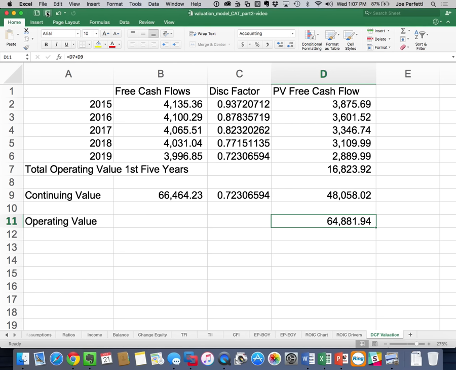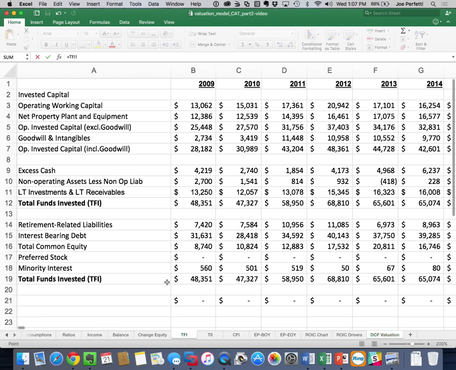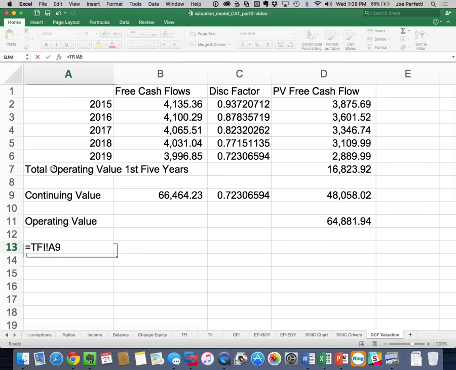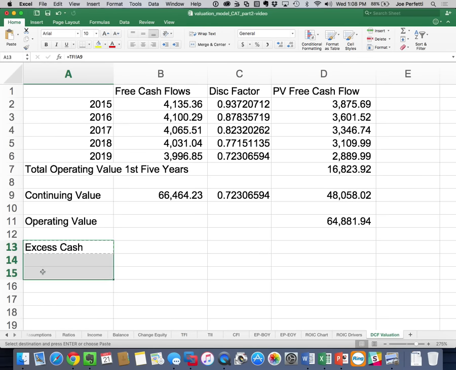Now, operating value plus non-operating value equals enterprise value. So the next thing we need to do is we need to add in the non-operating values. This is where TFI helps us, because on the TFI, we have identified the non-operating assets. They're right here, rows 9, 10, and 11. Excess cash, non-operating assets, long-term investments. Those are the 3 non-operating assets of CAT.